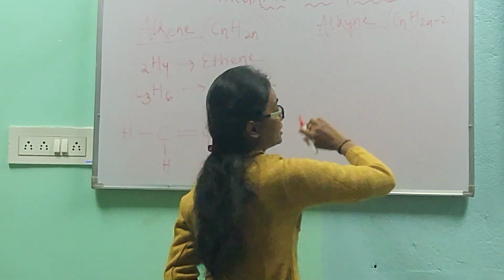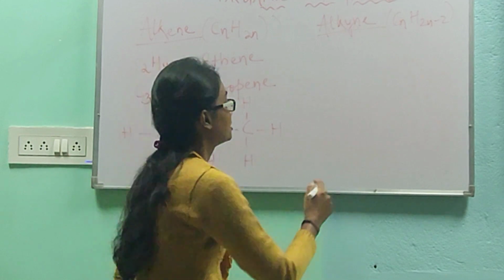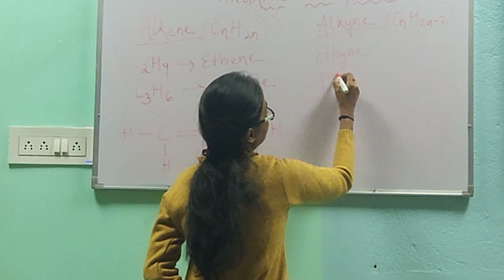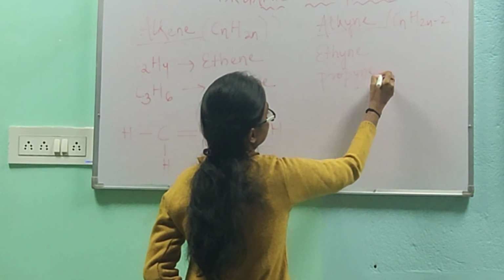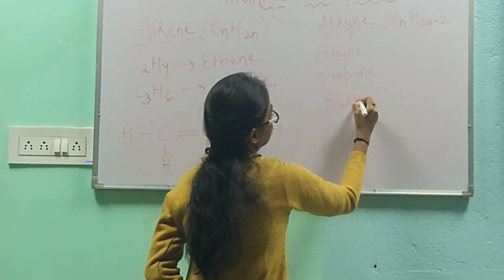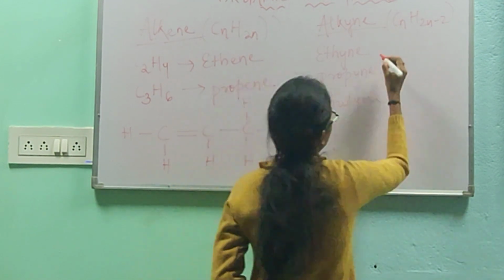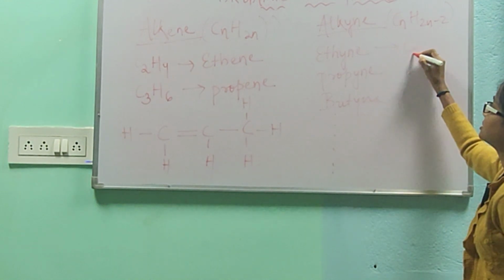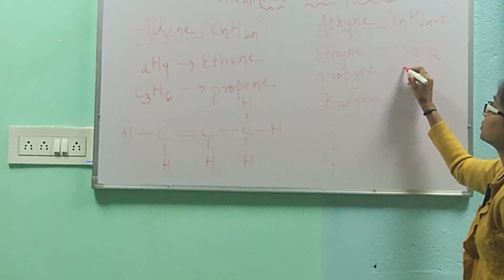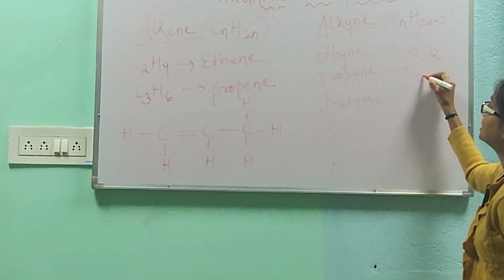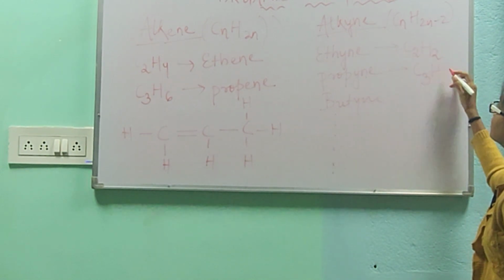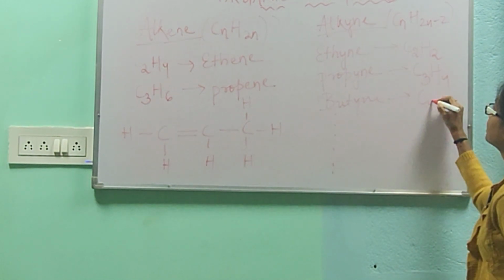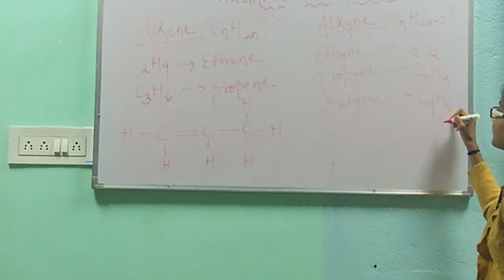Coming to alkyne, as I have told, methyne does not exist. So ethyne, propyne, butyne, and so on. For ethyne, the n value will be 2, so it is C2H2. For propyne, the n value will be 3, it is C3H4. For butyne, it will be C4H6.